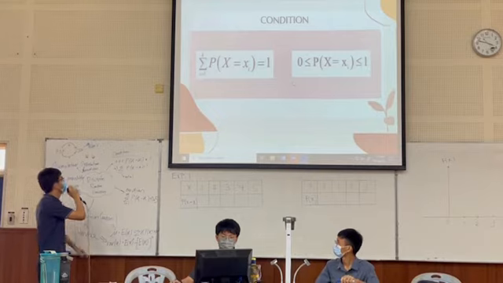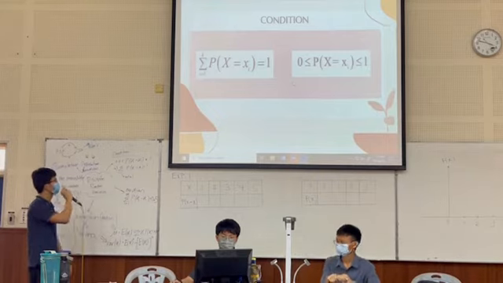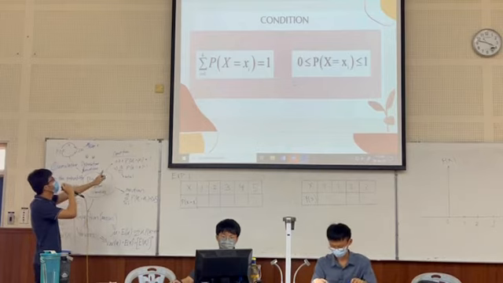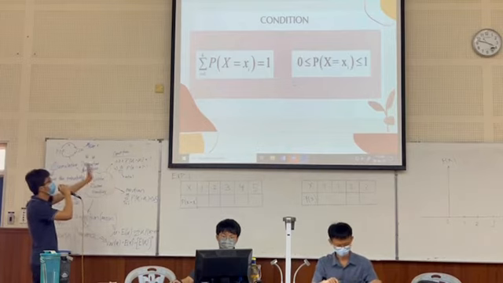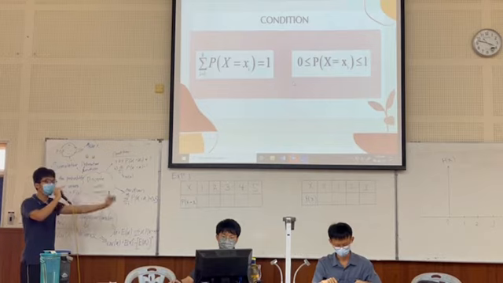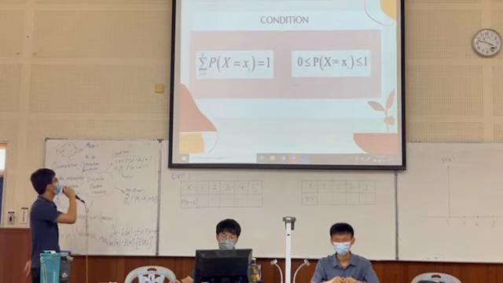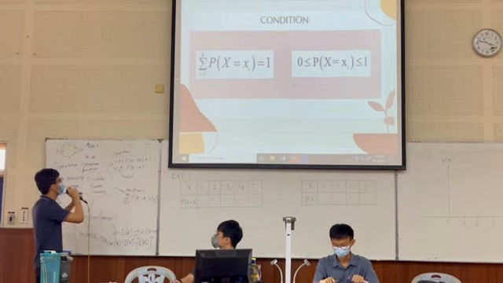So, what are the conditions for a random variable? There are two important conditions in this chapter: the probability is from 0 until 1, and the total probability is equal to 1.